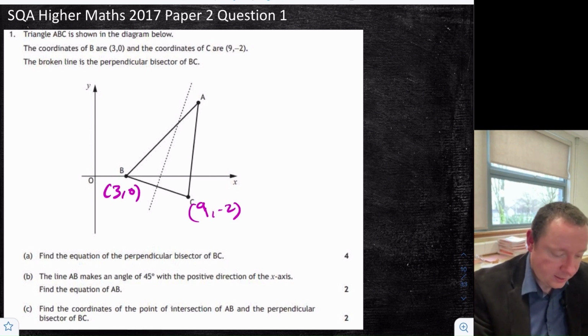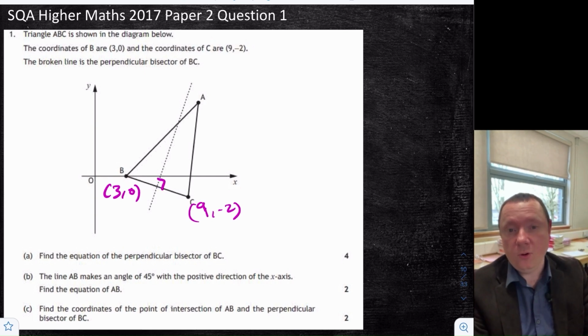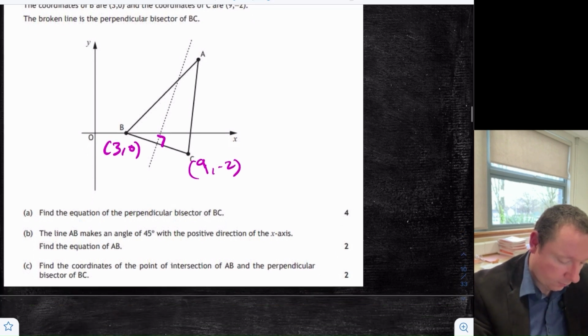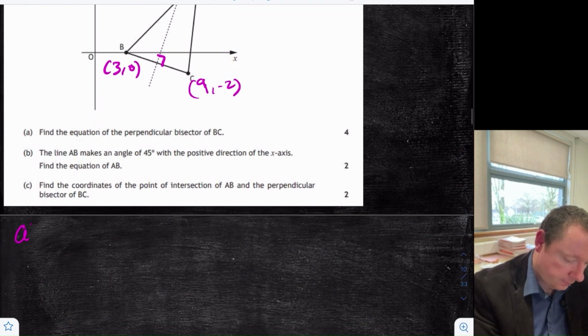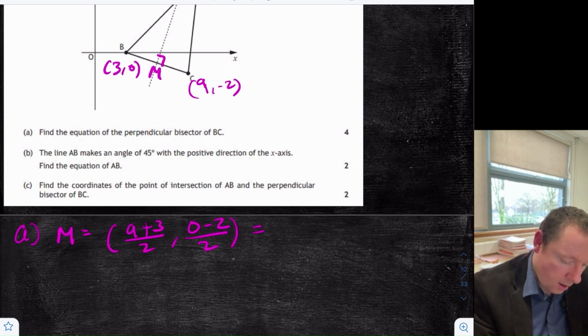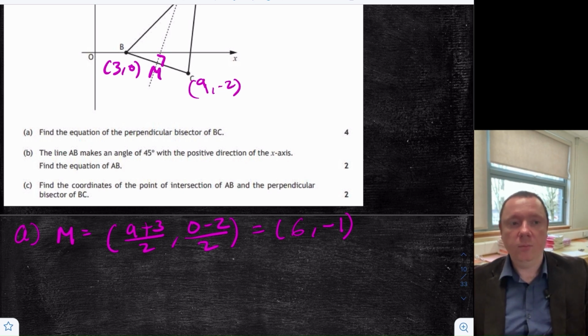So a perpendicular bisector cuts a line in half at right angles. So I can find the midpoint using the midpoint formula and then go from there. For part A, I'll just call this point M. M is equal to (9 plus 3) over 2 and (0 minus 2) over 2. 12 divided by 2 is 6. Minus 2 divided by 2 is minus 1. So we get our midpoint.